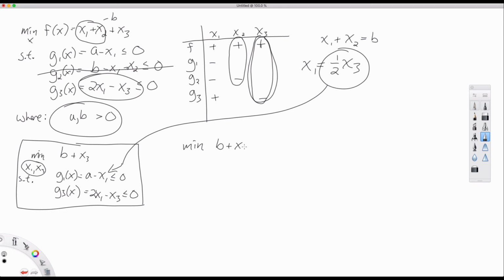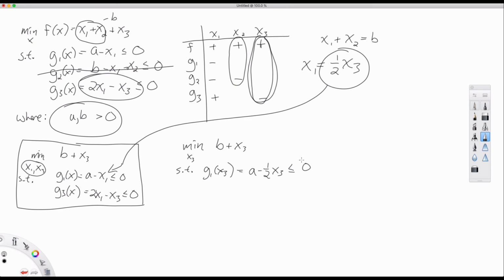If I go ahead and do that and perform simplification, the resulting formulation is this: minimize b plus x3 with respect to x3, subject to g1 of x3, that's the only one left, equals a minus 1/2 x3, and that must be less than or equal to 0. By identifying a second active constraint, we have been able to use another substitution to reduce the problem dimension further. Now there's only one optimization variable. That was as much as we could learn from the first monotonicity table that we formulated.